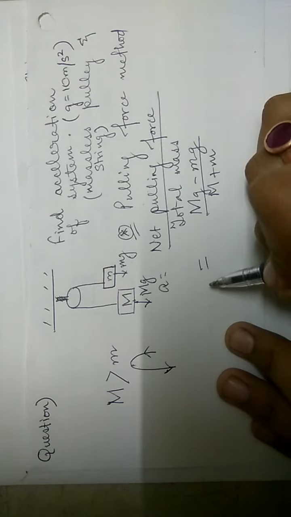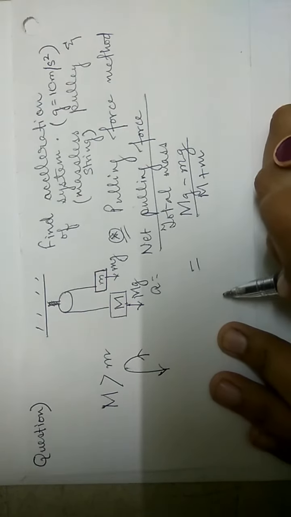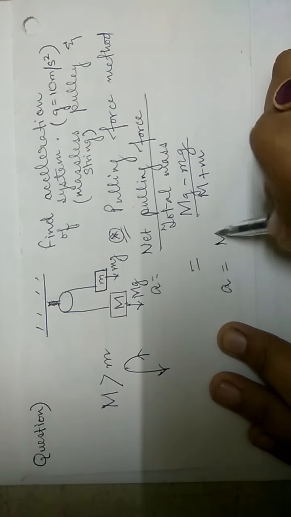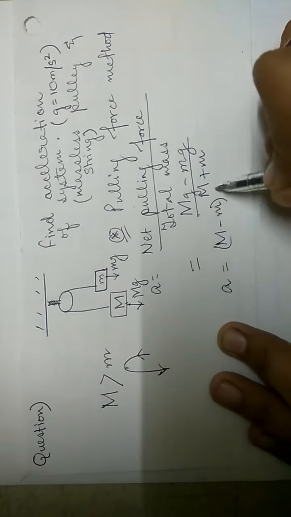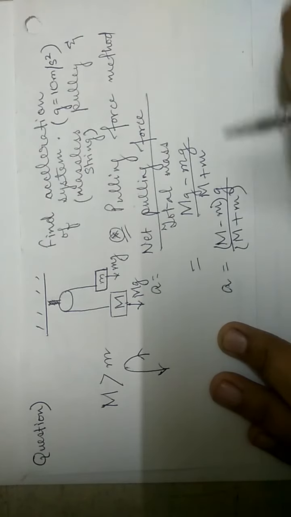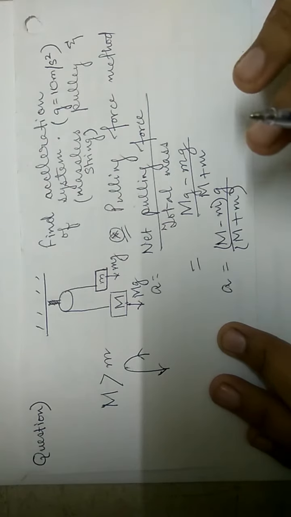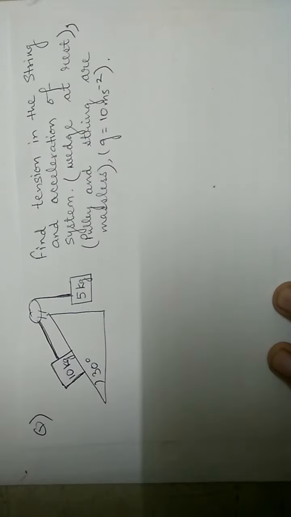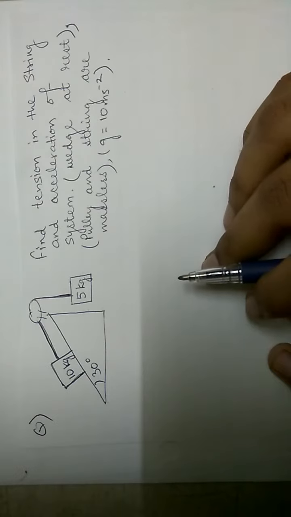So what we have from this equation is the acceleration is equal to capital M minus small m into g by capital M plus small m. This is the easiest method I find to solve these kinds of problems. Now let us have another example. Let us take this question.